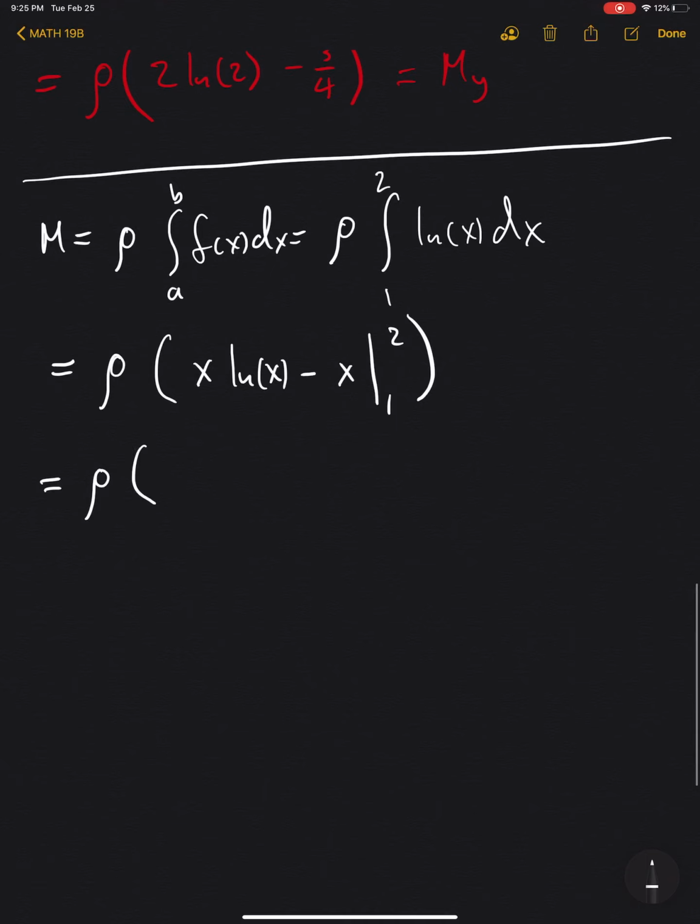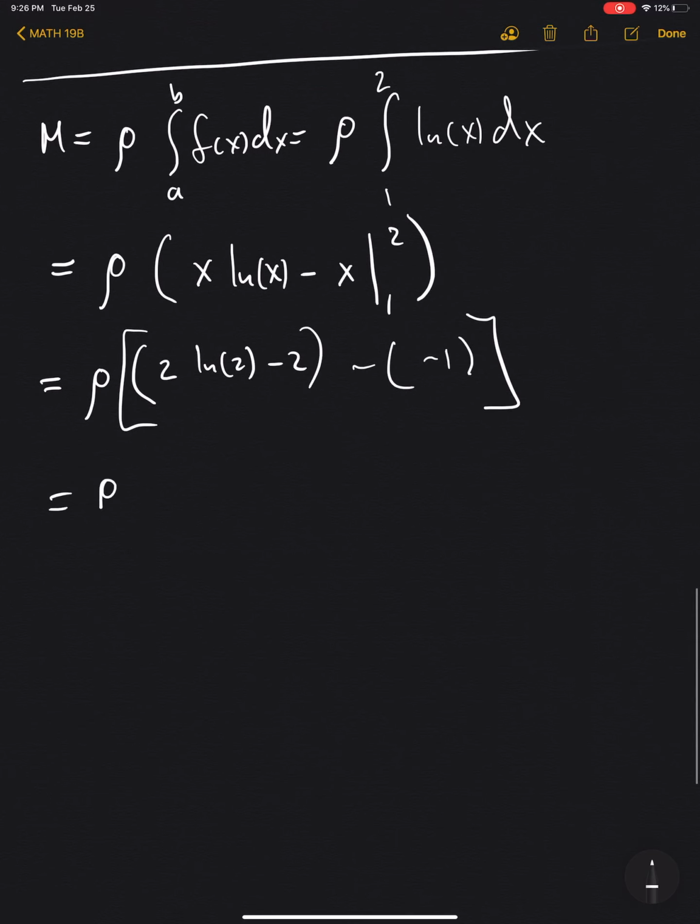So now we have to plug everything at the top and everything at the bottom. This will become 2 times the natural log of 2 minus 2. That's everything at 2. Minus everything at 1. We would have 1 times the natural log of 1, which is 0. So the only survivor is a -1 in here. So in the end, this is just rho times 2 times the natural log of 2, and then we have minus 2 plus 1, that is going to be just a -1. So that's the total mass.